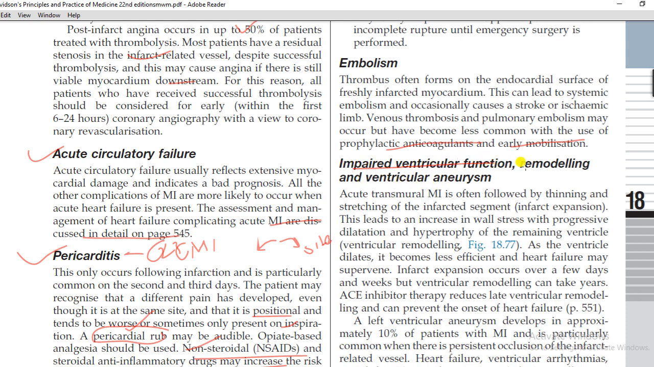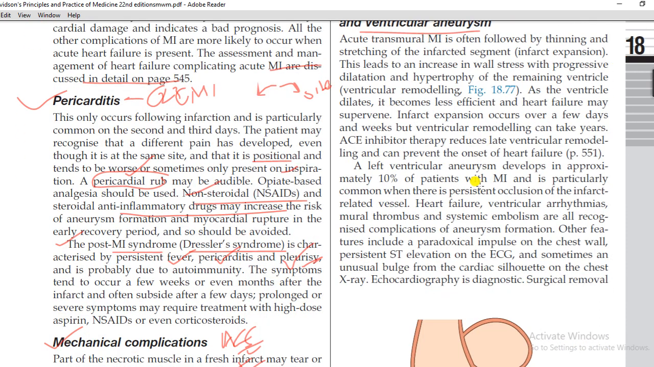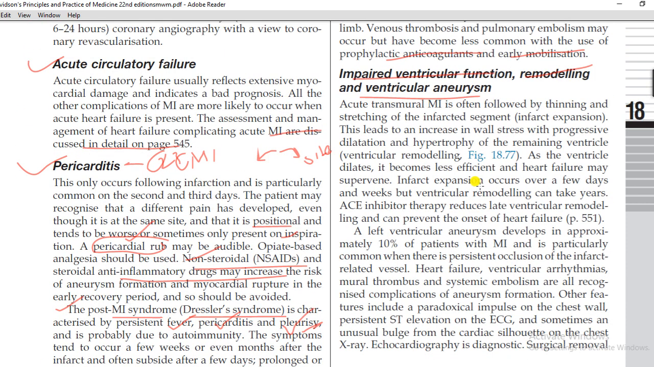Next, impaired ventricular function, remodeling and ventricular aneurysm. Ventricular function is impaired. Remodeling, I need to know this term, and ventricular aneurysm.